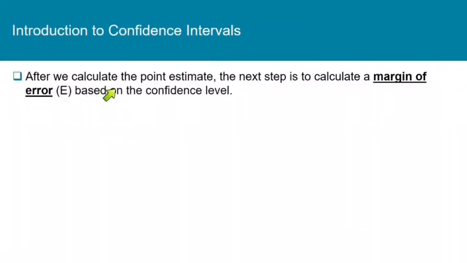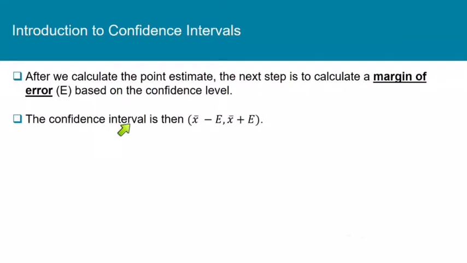Now, after we calculate the point estimate, the next step is to calculate a margin of error, which is denoted by E, and that margin of error is based on the confidence level. So the confidence interval then is X bar minus E to X bar plus E, but we just don't yet know how to calculate E, and don't worry, I'm going to show you that soon enough.